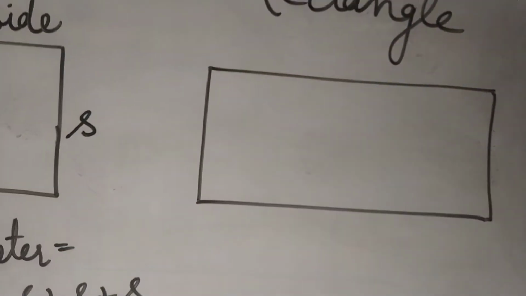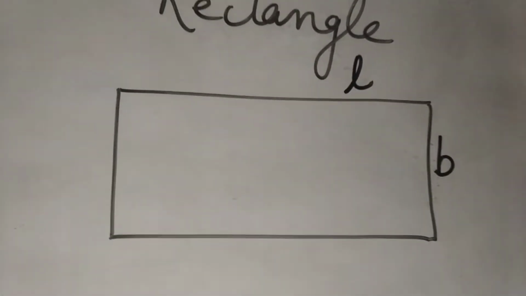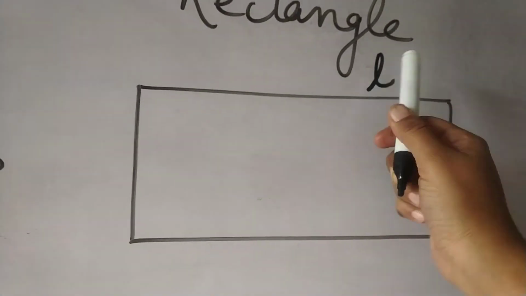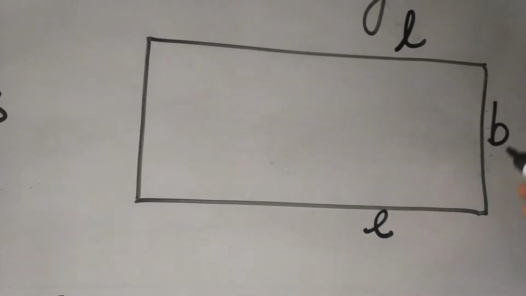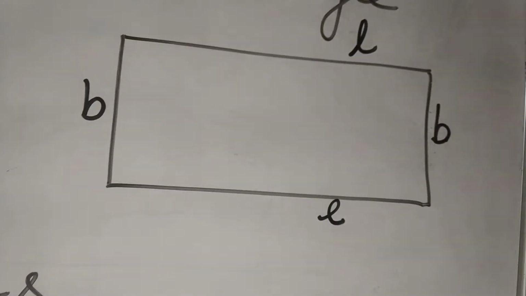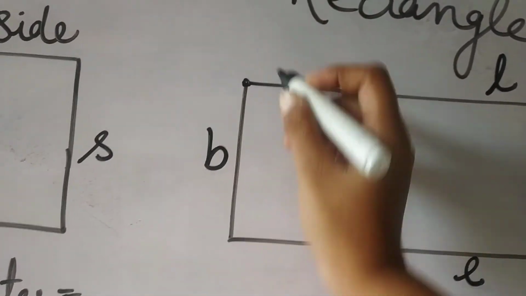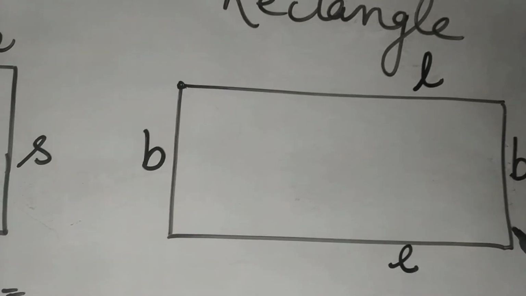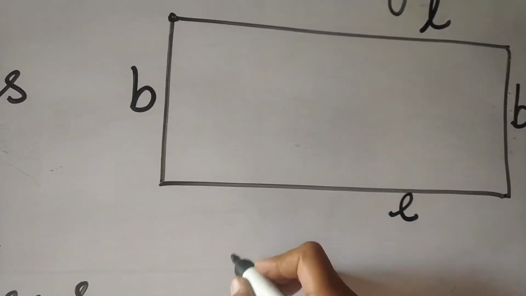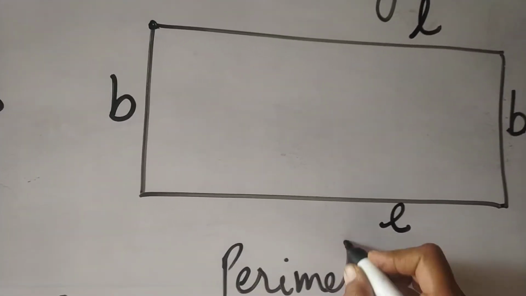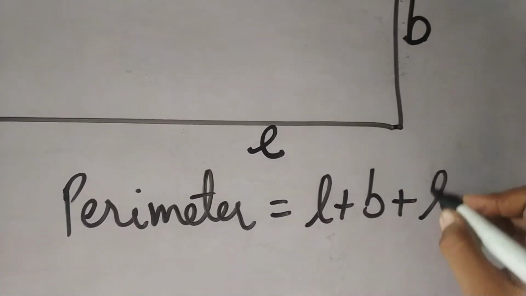Now we come to rectangle. This is the length and this is the breadth of a rectangle. Okay. So the lengths of the rectangle are equal to one another and the breadths are also equal. So if we find the perimeter of a rectangle, we will start from here and come around this side: L plus B plus L plus B. Right? So I can write the perimeter of a rectangle is equal to L plus B plus L plus B.